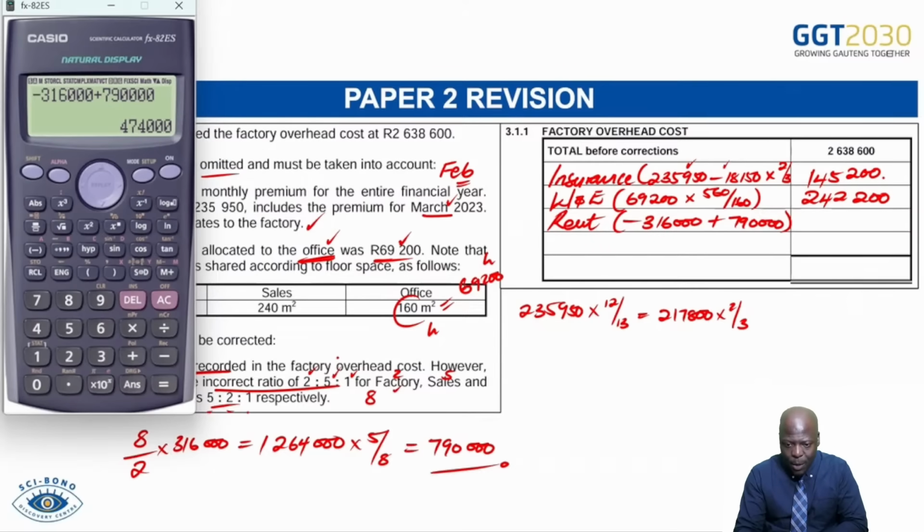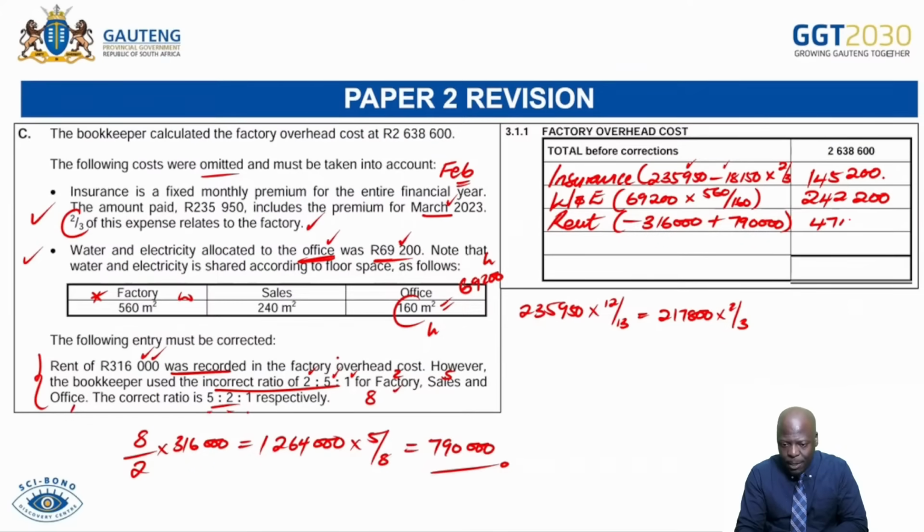So we come here, we have 474,000 like that. And then what you're going to do is add up everything, and you end up now with the total, which is your 3.5 million. That is what you end up with.